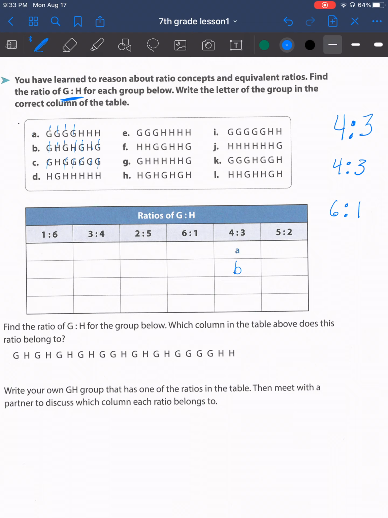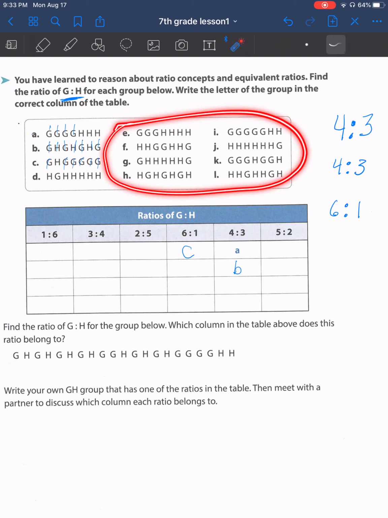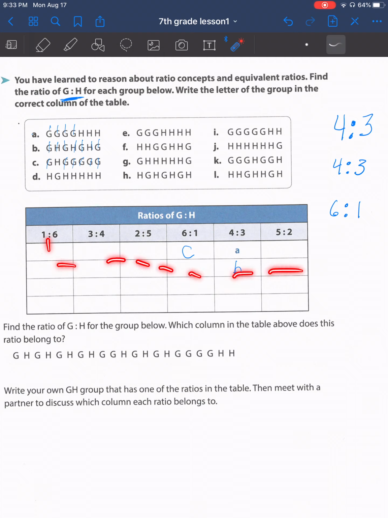So, oh, I almost missed it. I was looking for the column. There it is. C. Okay. Now, what I want you to do is I want you to do the rest. I want you to do D, and I want you to do the rest of these and put them in the right spots.